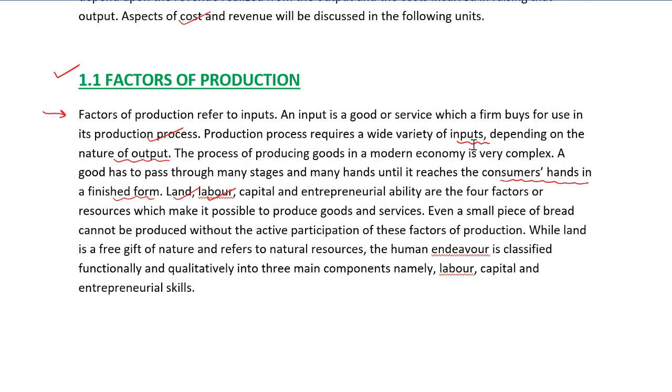Land, labor, capital, entrepreneurial ability are the four factors of resources which make it possible to produce goods and services. Even a small piece of bread cannot be produced without an active participation of these factors of production. While land is a free gift of nature, it refers to natural resources. The human endeavor is classified functionally and qualitatively into three components: labor, the men who actually work.